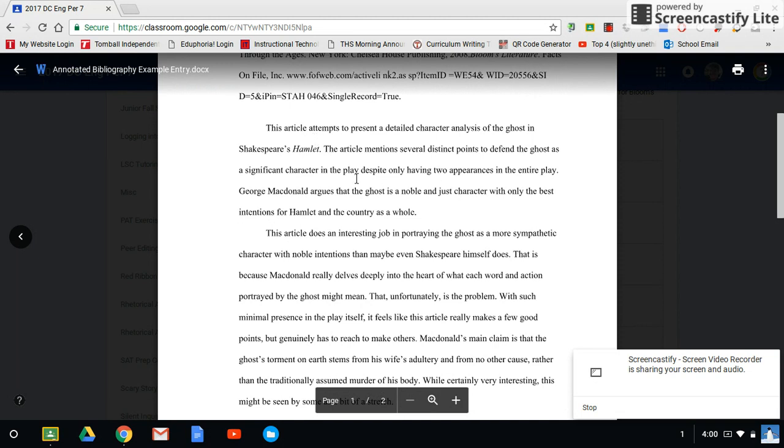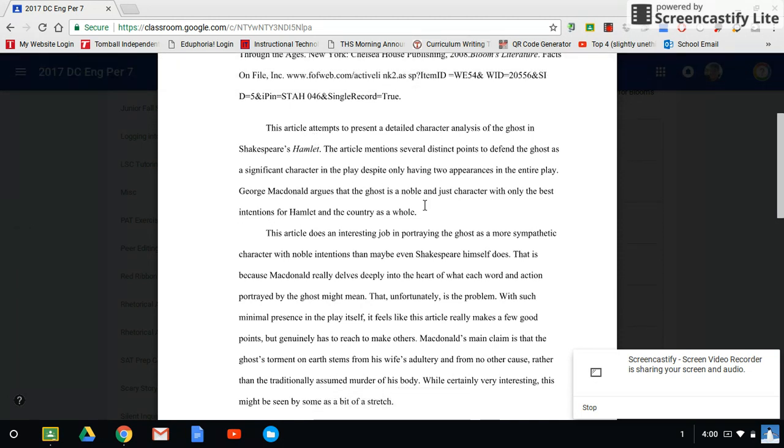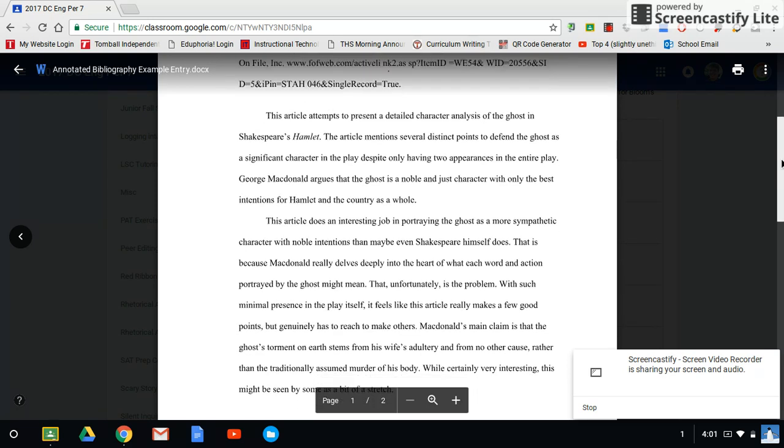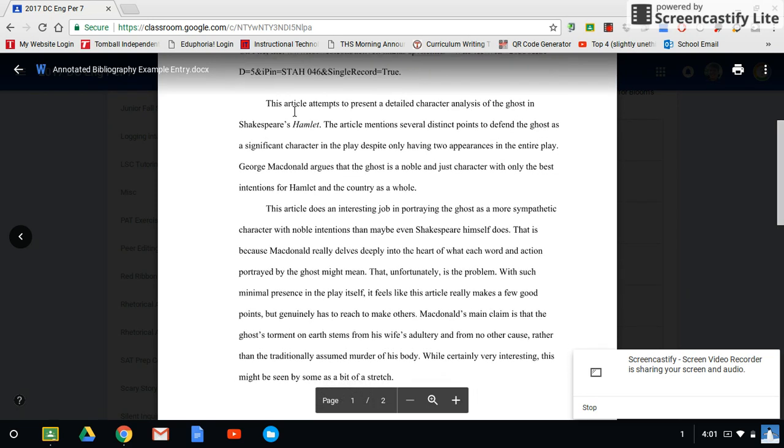And then my first paragraph, I'm just going to summarize what the article is talking about. And here I say, this article attempts to present a detailed character analysis of the ghost in Shakespeare's Hamlet. The article mentions several distinct points to defend the ghost as a significant character in the play, despite having only 2 appearances in the entire play. He argues that the ghost is a noble and just character with only the best intentions for Hamlet and the country as a whole. Now, you yourself might not actually be doing that prompt. In fact, this isn't even my prompt. This is just summarizing the article.